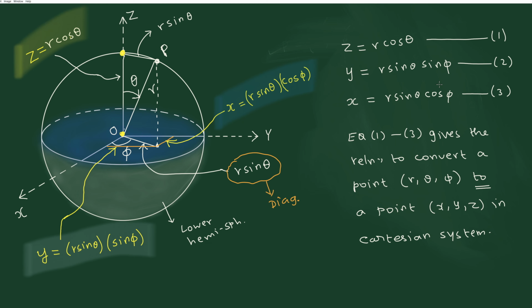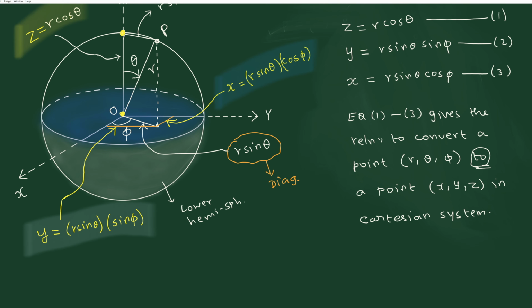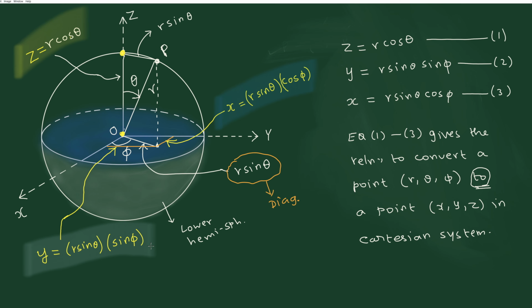But if you want to do it the other way, that means start with the Cartesian system and reach the polar system, for that you can't use equations 1, 2, 3. You have to rewrite them and then simplify. So that is why this 'to' is important: starting from the spherical polar system and reaching the Cartesian system. And let us see what happens if you are asking the reverse question. That is quite simple, but we have to work out a few steps. For that we will do it now.